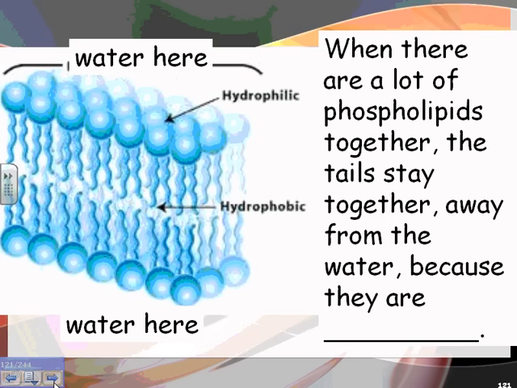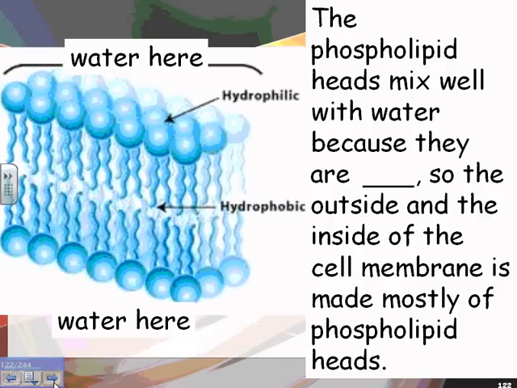When there are a lot of phospholipids together, the tails stay together away from the water because they are, again, nonpolar. The phospholipid heads, that's this part, I love water. And this part, I love water too. And this part, we love water down here too. So the phospholipid heads mix well with water. The heads are these little circle parts because they are polar, just like water.